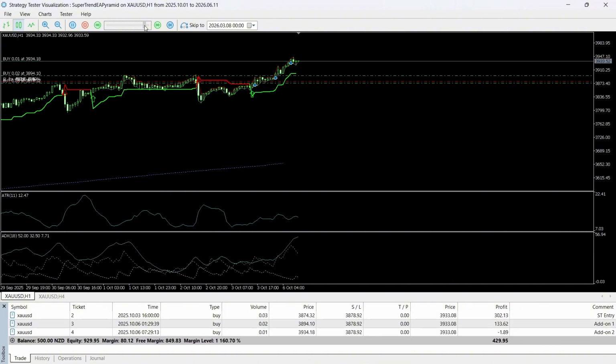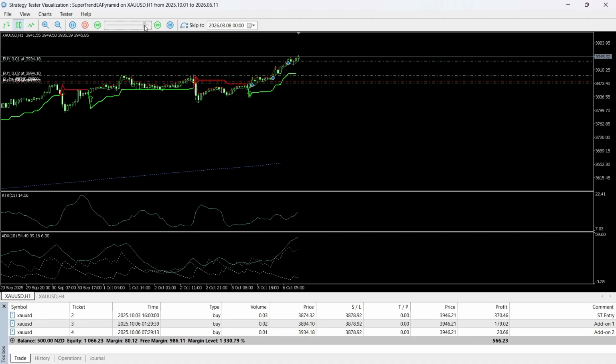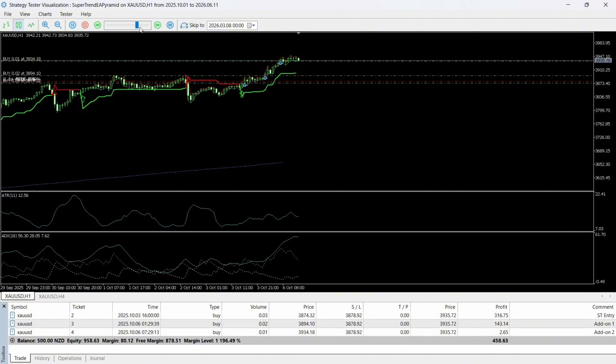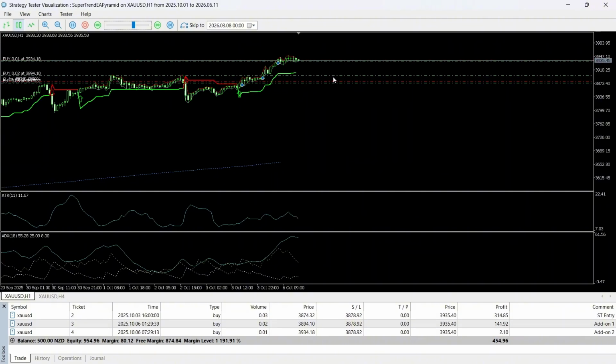This EA adds 3 positions max. For each position that it adds, it moves the stop loss to break even for all of the positions. Essentially, for all the positions that it adds, the stop loss is moving into profit. And if price reverses, it'll take out the whole batch of trades at break even.